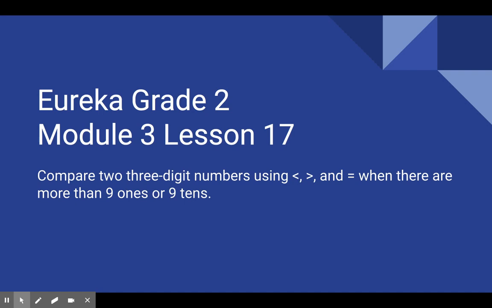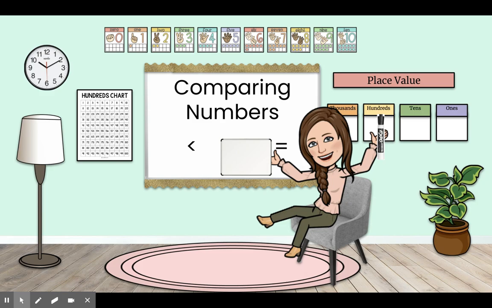Eureka, Grade 2, Module 3, Lesson 17. Compare two three-digit numbers using less than, greater than, and equal when there are more than 9 ones or 9 tens. Welcome back. It's time for another math lesson.